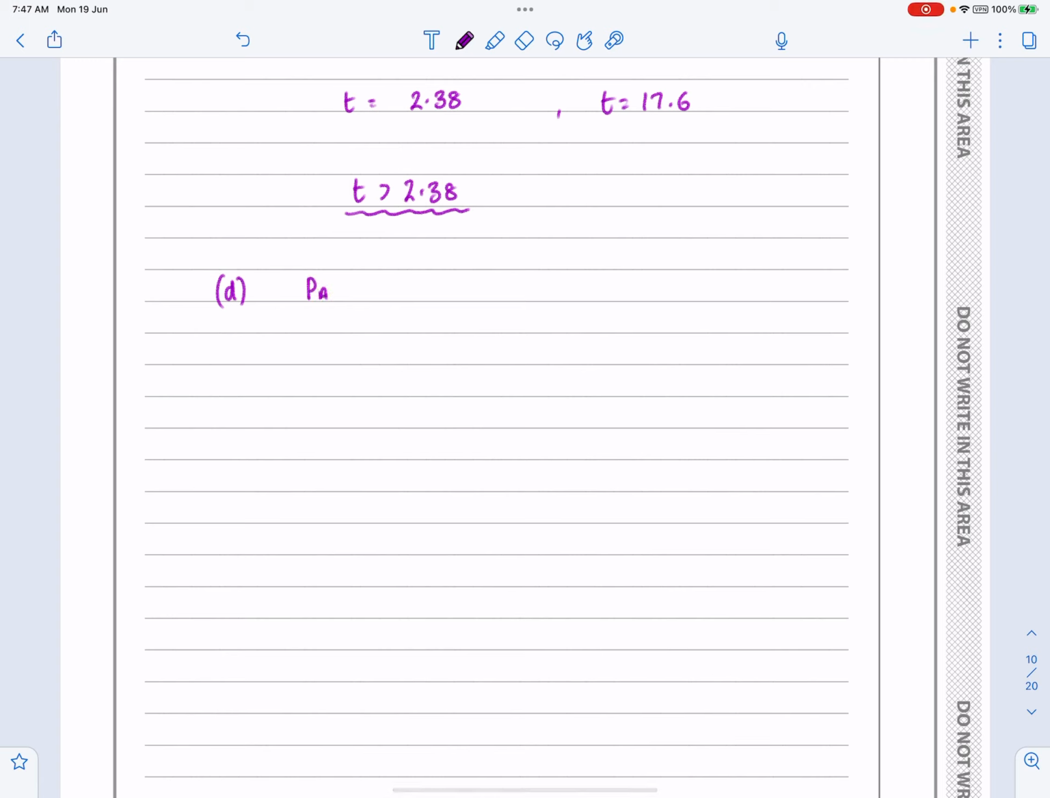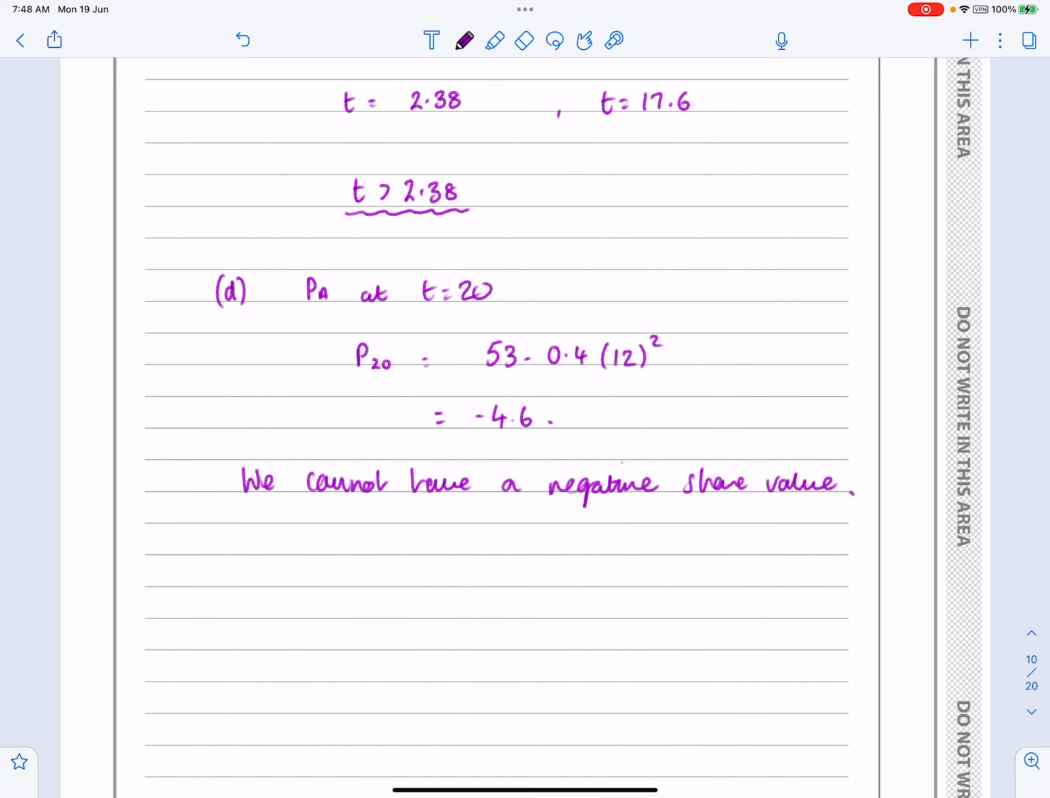So PA at t equals 20 would give me P of 20 is 53 minus 0.4 lots of, well, it's going to be 12 squared if I put t equals 20 in. That works out to be minus 4.6. We cannot have a negative share value. Okay, hopefully that makes sense.